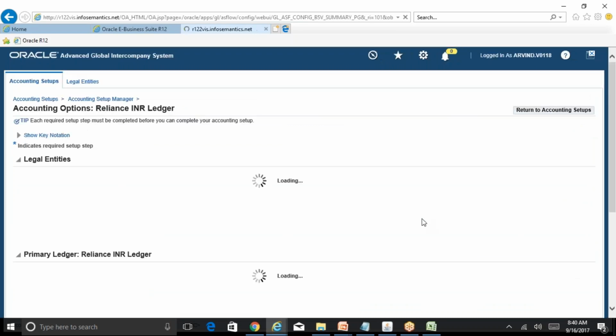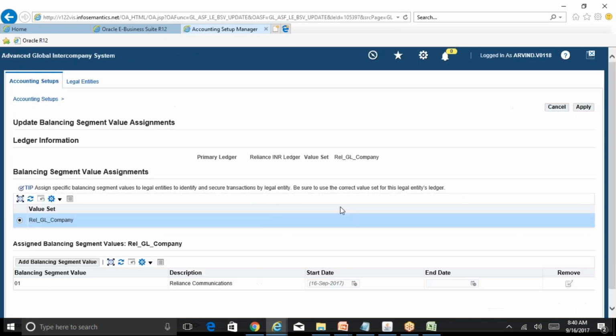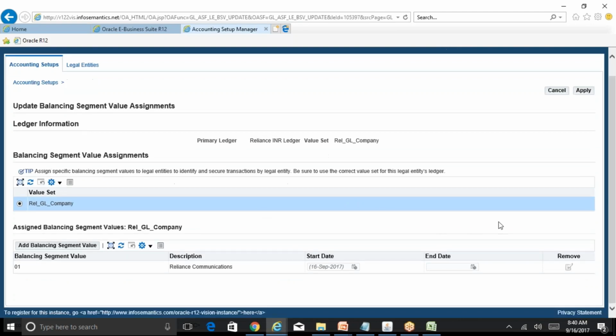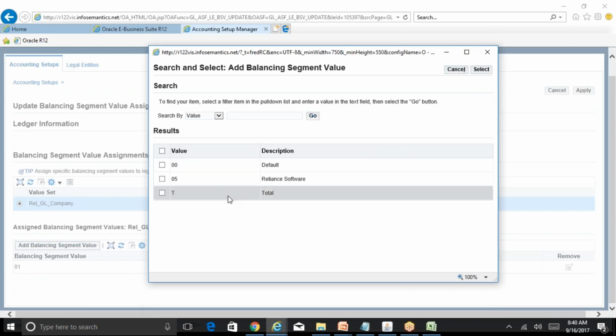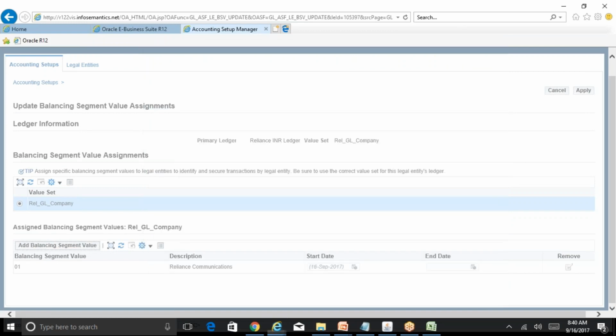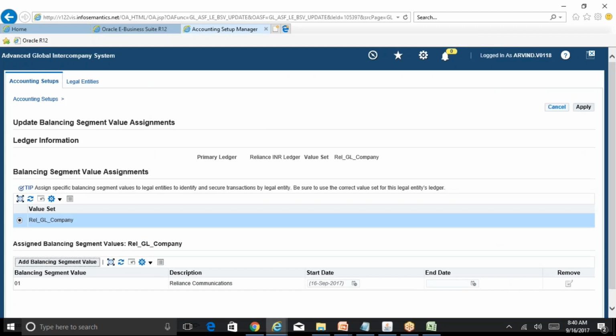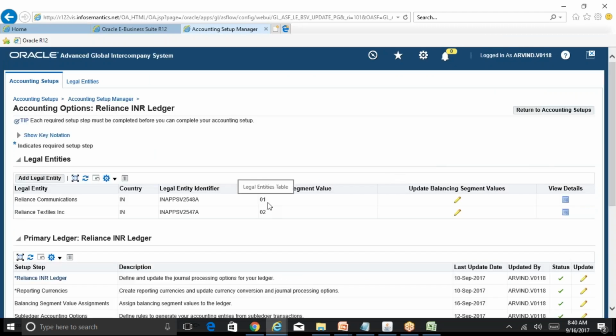In this example, you need to click on update balancing segment value. You have already added one balancing segment of 01. You can click on add balancing segment value and pick any other segment values available here. Maybe you can create one more company code, say 030. Click on that 030 and select it. Once you assign this to the legal entity, you will be able to see 01 comma 30. That will again become an intra-company journal if you want to pass any entry between 01 and 30.